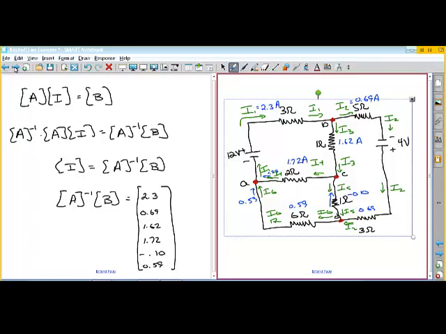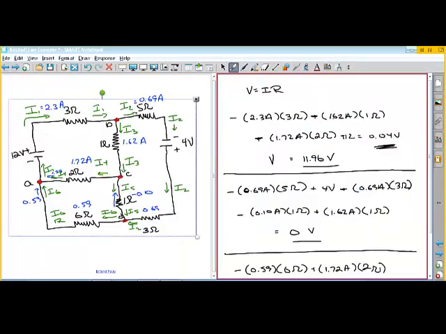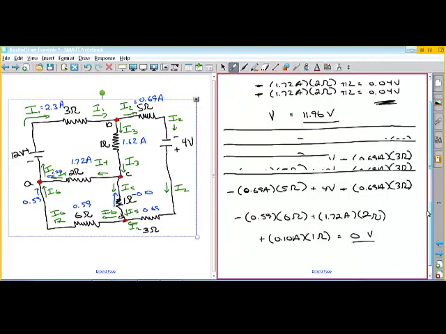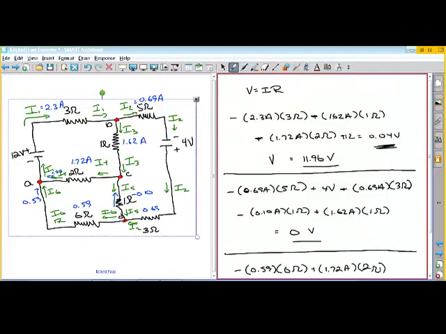And then we verified that all these things were correct by summing the currents into the 4 junctions, and they ended up being equal to 0. And then we looked at the summation of the voltage drops and rises around each of the 3 loops that we did, and they all ended up being either 0 or very close to 0. And so that confirmed that our answer was correct.